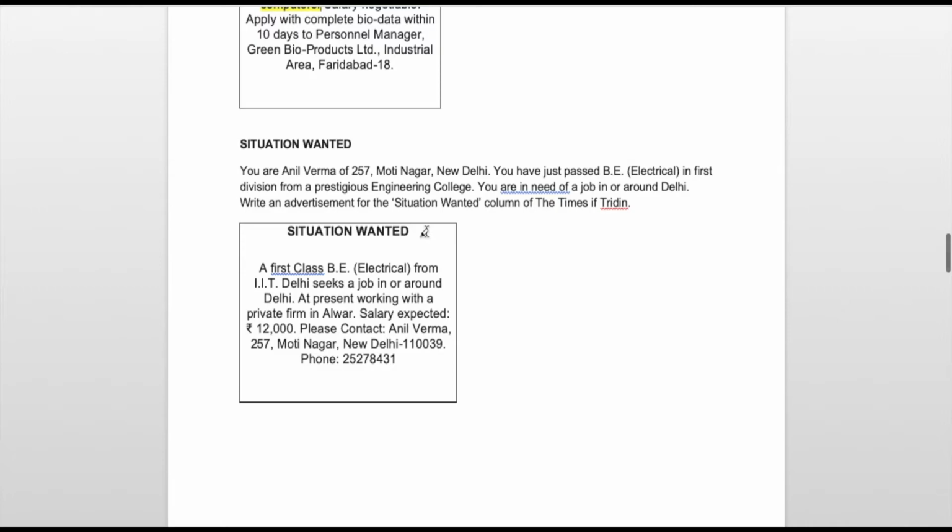So the next type of advertisement is situation wanted. As you may recall, situation wanted is when someone is seeking a job, someone is looking for a job. In this type of advertisement, you write all your education qualifications, your professional qualifications. In this, the format is the same. First, you write situation wanted in bold capital letters. Then the next line itself, you start with the content of the advertisement.